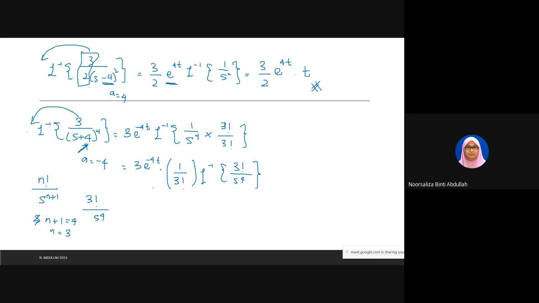3 factorial equals 3 times 2, equals 6. So this one equals 3 exponent minus 4t divided by 3 factorial, divided by 6, times the inverse of 3 factorial over S to the power of 4. Then this one is 3 exponent minus 4t over 6. The inverse of this one is t to the power of n, and n is 3.